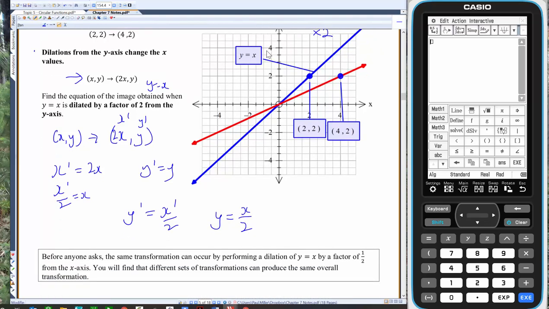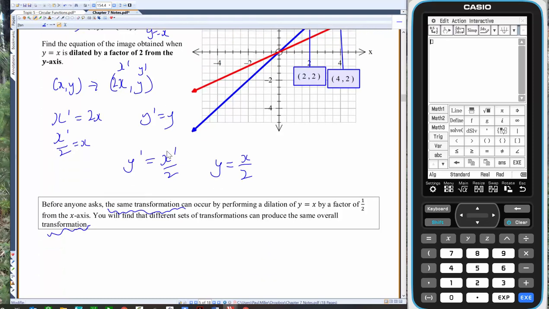Now you might note that this same transformation, so before anyone asks, can occur by performing a dilation of y equals x by a factor of half from the x-axis, and you'll find that different sets of transformations can produce the same overall transformation. So if the question in the exam said, if this is a function here, y equals x, and this is the new mystery function, what transformation could happen to y equals x to turn it into this? You could say that it would be a dilation by factor 2 from the y-axis, but you could also say that it's a dilation factor half from the x-axis. Both of them would be equally correct.